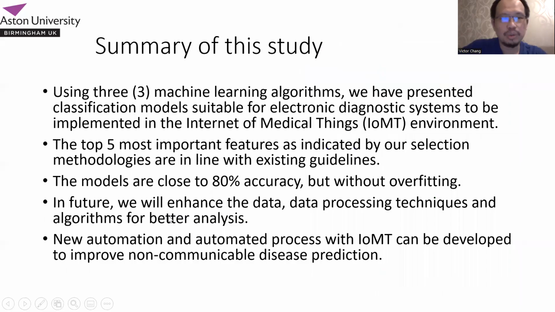And the conclusion is the summary of this study. We can use the 3 machine learning algorithms to present a classification model suitable for an electronic diagnosis system to be implemented for the Internet of Medical Things, IoMT. As we know, we should merge different technologies together to solve more challenging problems. And the top 5 most important features indicated by the selection methodologies are in line with the existing guidelines. The models are close to 80% accuracy in general, but without overfitting.